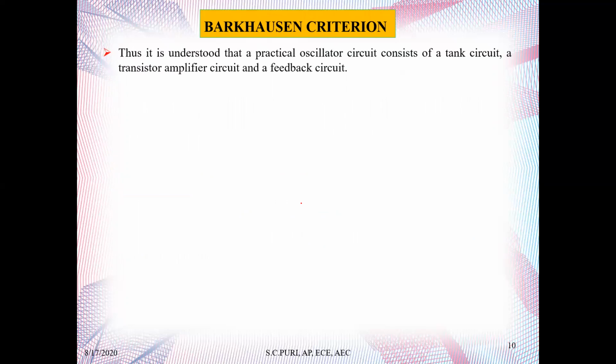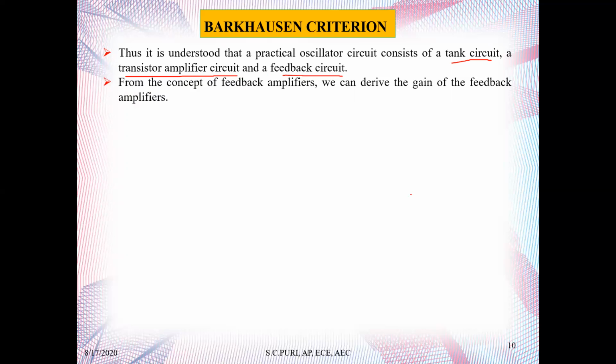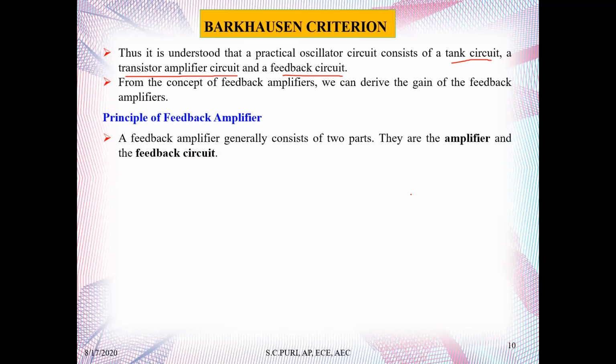Now we will come to one of the important characteristics of an oscillator, which is called the Barkhausen criterion. It is understood that a practical oscillator circuit consists of a tank circuit, a transistor amplifier circuit and a feedback circuit, as we have seen in the previous slides. From the concept of the feedback amplifier, we can derive the gain of the feedback amplifier. So, the principle of the feedback amplifier. A feedback amplifier generally consists of two parts, the amplifier and the feedback circuit. The feedback circuit usually consists of resistors.